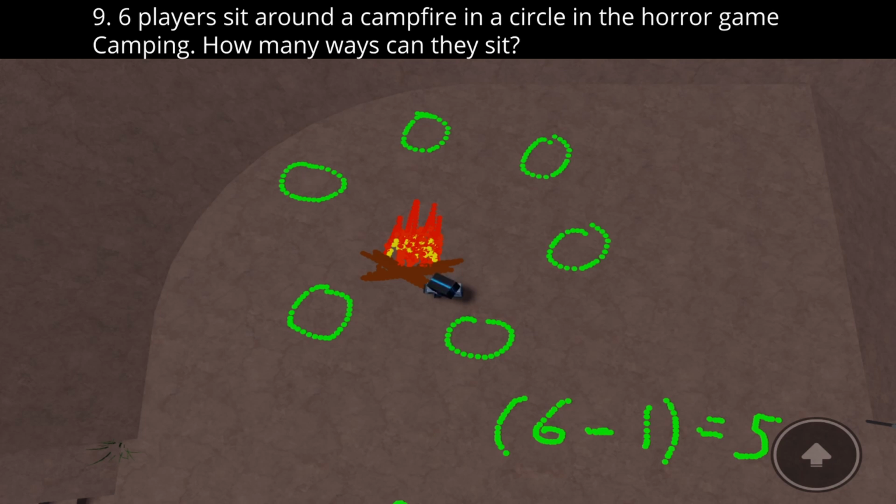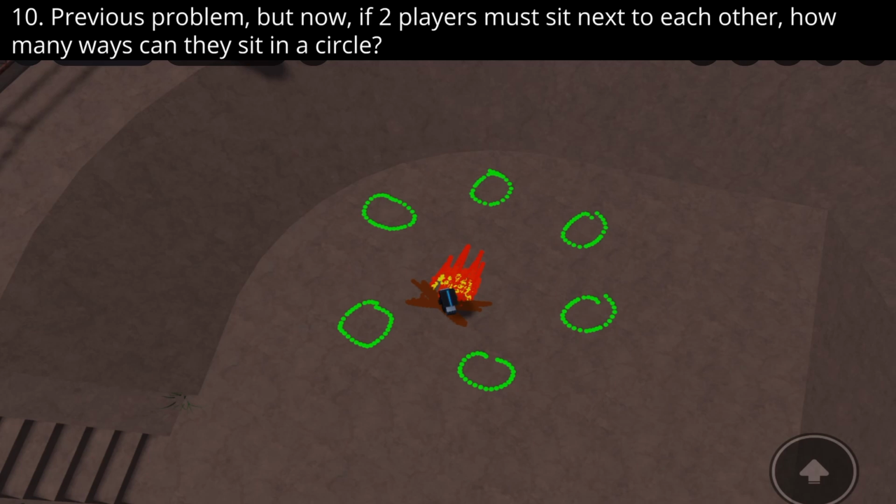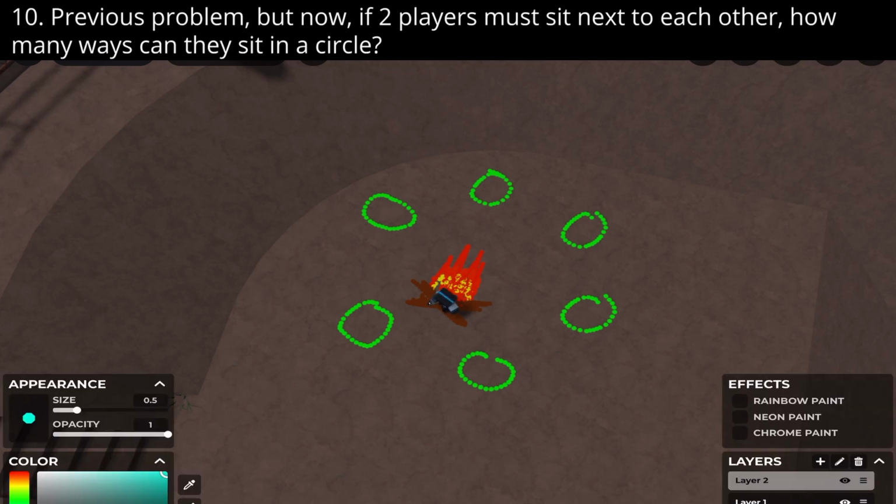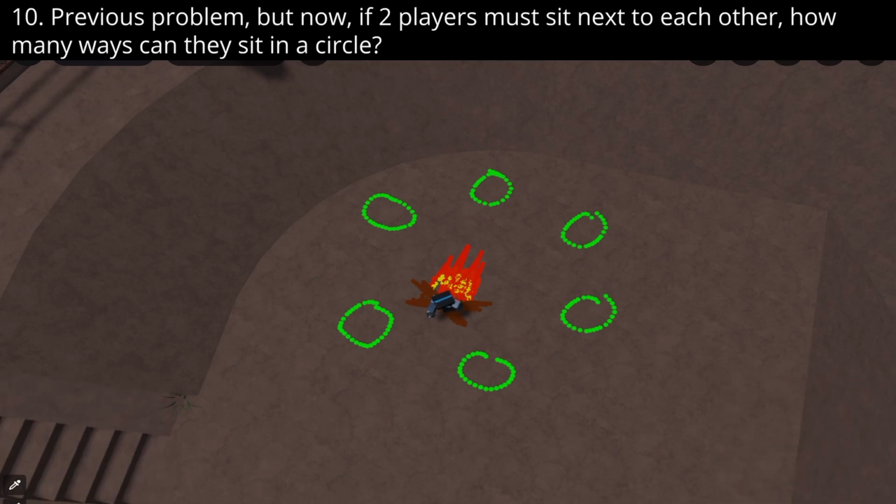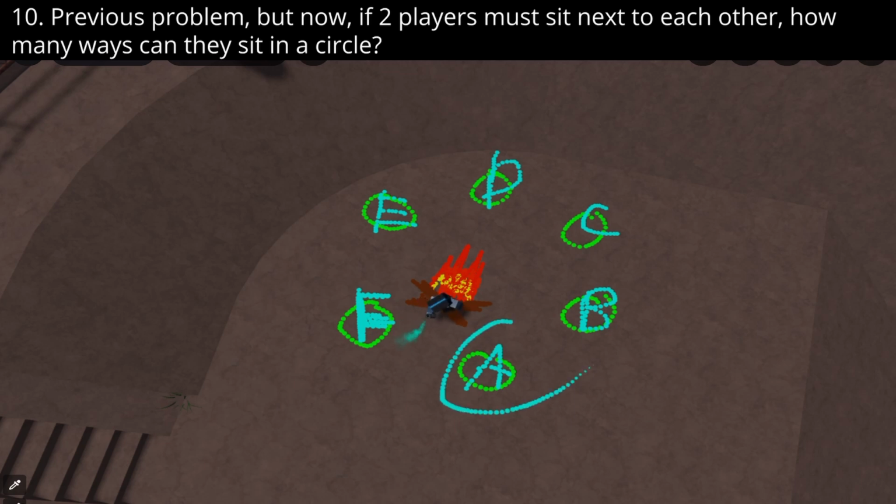Now I'm going to show you a slightly harder extension of this problem, so let's get to that. I've added an extension to the previous problem. It says that if 2 players must sit next to each other, how many ways can they sit in the circle now? I'm going to draw some players. Let's say I have players A, B, C, D, E, and F. And let's say 2 of these players have to sit next to each other. So let's say A and B must sit next to each other every single time.